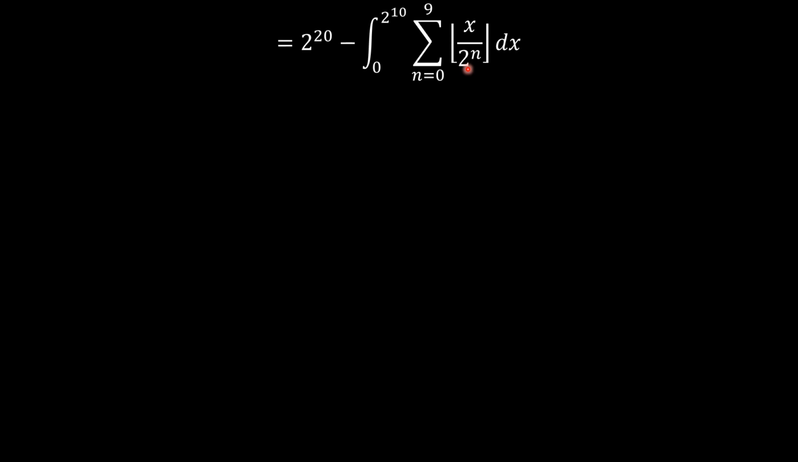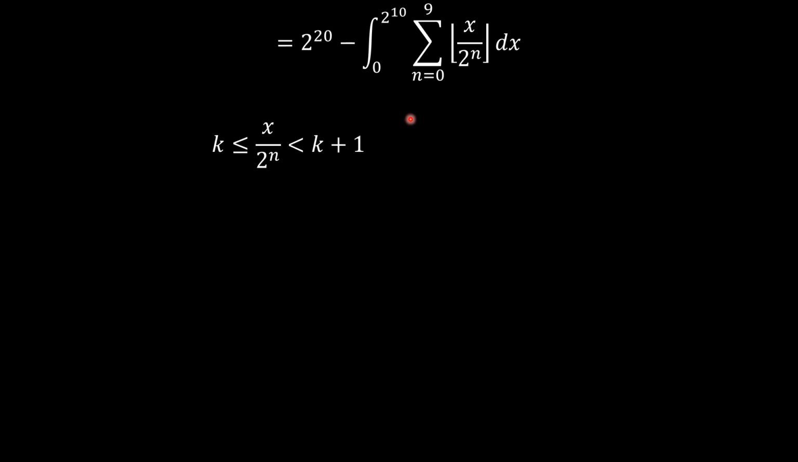So any denominator with 2 to the power n equal to 2 to the power 10 and above can be ignored, and so our summation that ended up going to infinity will now become a summation from 0 to just 9, because these are the only values that would survive, otherwise the rest would just be 0.